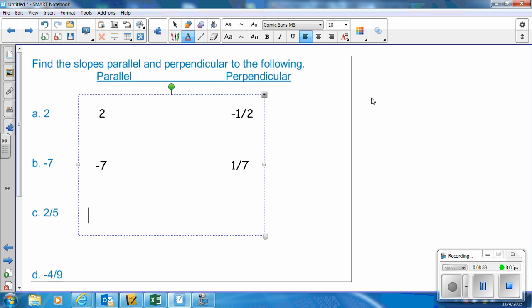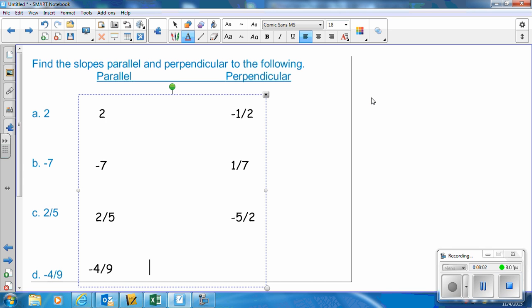If my slope was 2/5, the parallel line would be the same. The perpendicular line, change the sign, so now negative. I flip my numerator and denominator, so 2/5 becomes 5/2. If my slope was -4/9, and I wanted a parallel line, it would stay the same. Perpendicular, sign changes, so now positive. Flip the numerator and denominator, so now 9/4.